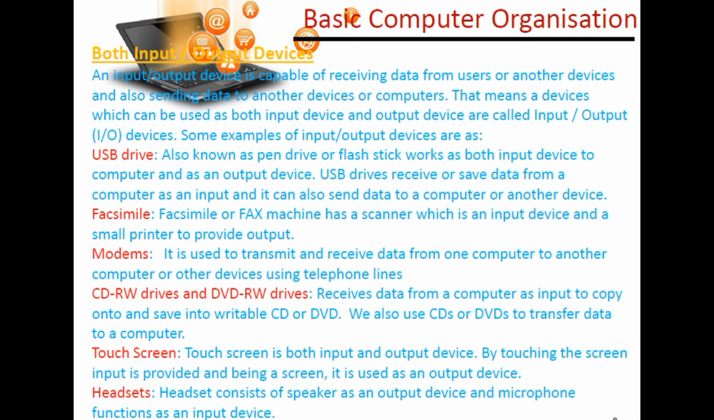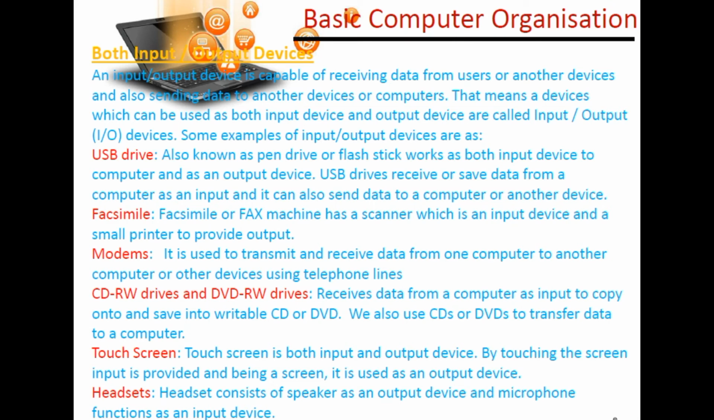Now we are going to understand both input and output devices. So an input or output device is capable of receiving data from a user or another device and also sending it to another device or computer. That means a device which can be used as both input and output device is called an input and output device. Some examples of input output devices are, first of all, USB drive. So these are, students, input and output devices.